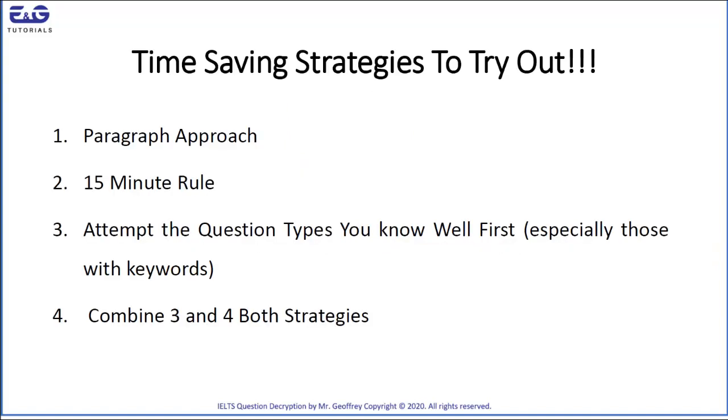Alright, so time saving strategies to try out. We have what I call the paragraph approach, which I think for me is the best time saving strategy you can use. We have the 15 minutes rule. We have attempting the question types you know well first, especially those with keywords. And then you can combine 3 and 4, both strategies as well. Let me explain what I mean by each of these, but like I said, you can try them out and choose the one that works best for you.